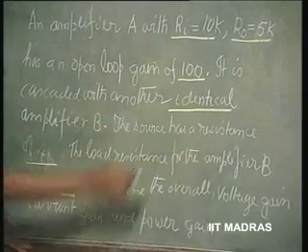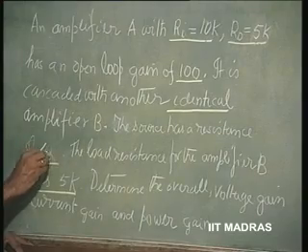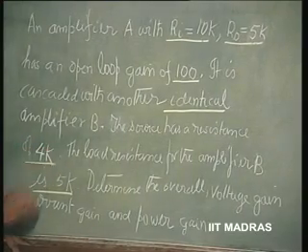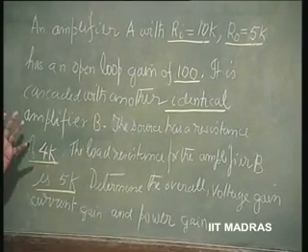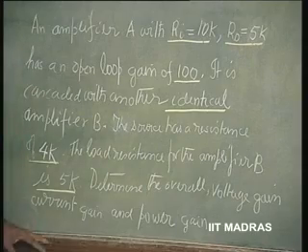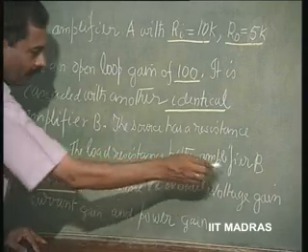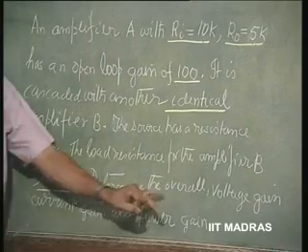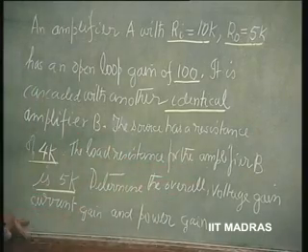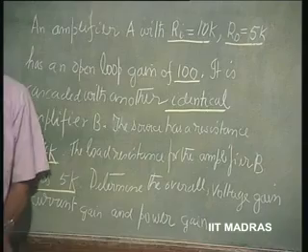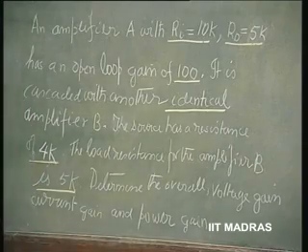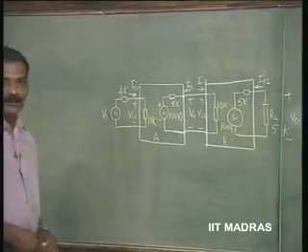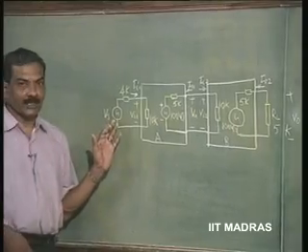The source has a resistance of 4 kilo ohm. This is the source driving the first amplifier. The load resistance for the amplifier B is 5 kilo ohm. Determine the overall voltage gain, current gain and power gain. That is the problem. Let us see pictorially how this cascading looks like.